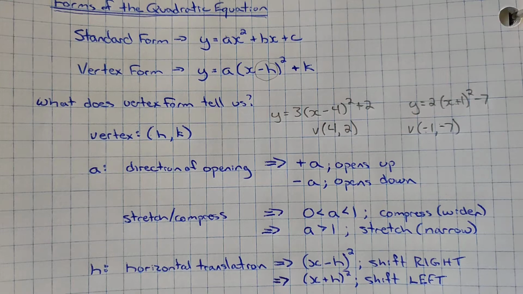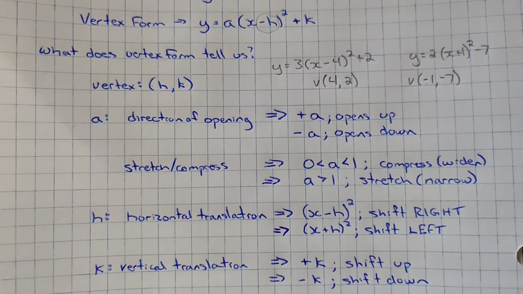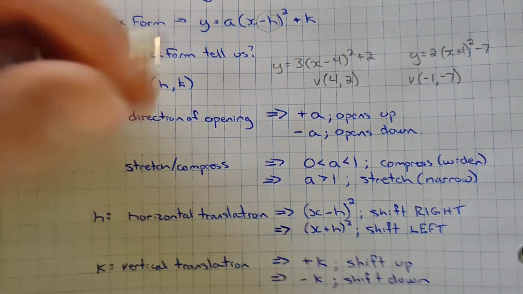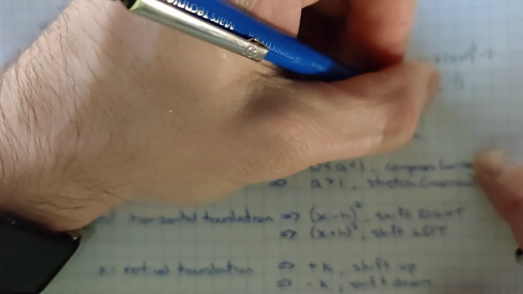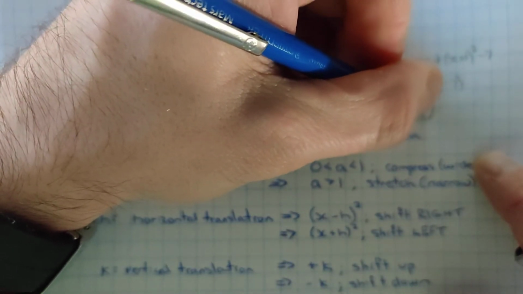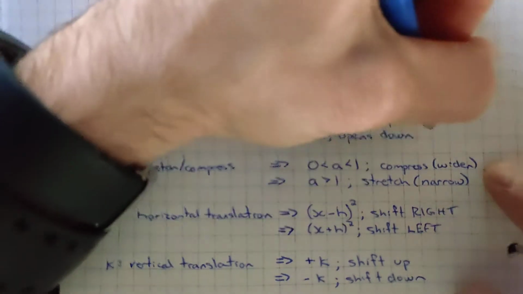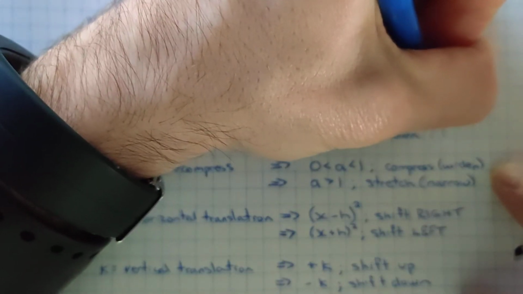As well, we have our a value. That tells us the direction of opening. So if a is a positive number, the graph opens up. So you're going to have that U shape opening upwards. If it's a negative value, then it's going to open down, and you're going to have that U shape opening downwards.